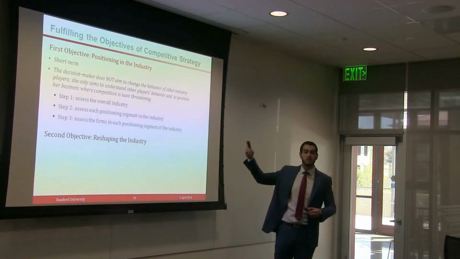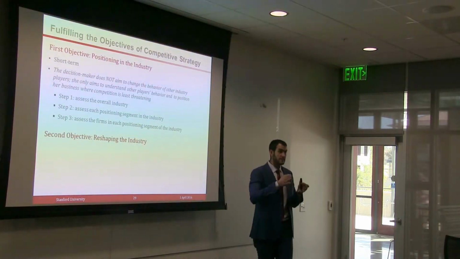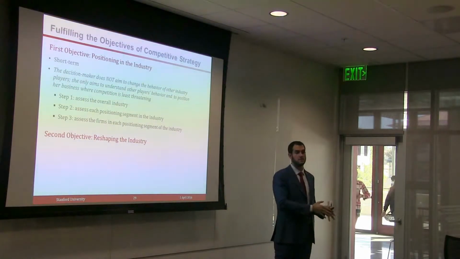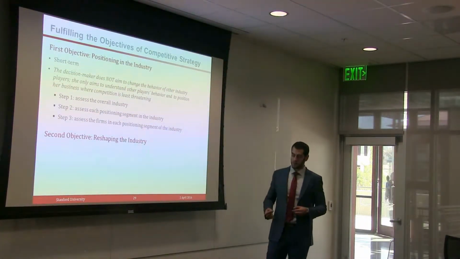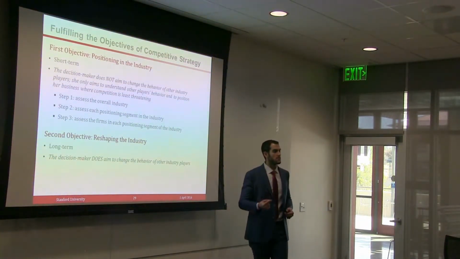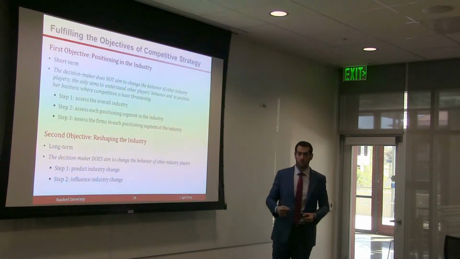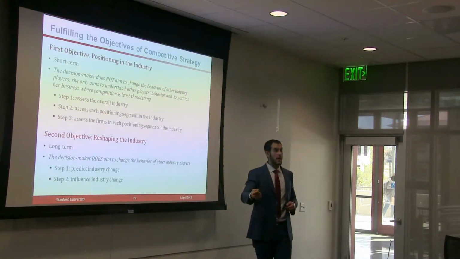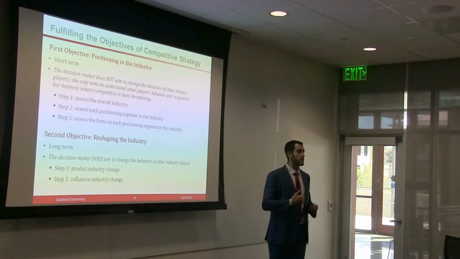And we do it through 3 consecutive steps. We look at the whole industry, then we look at all different segments in the industry, then we look at different firms within different segments of the industry. And then I can do a long-term objective, which is reshaping the industry. And here, I actually do want to change the behavior of other industry players. And we do this through 2 additional steps of DAF modeling. And these are, I predict where the industry is going, and then I try to influence that change in the industry to my advantage.